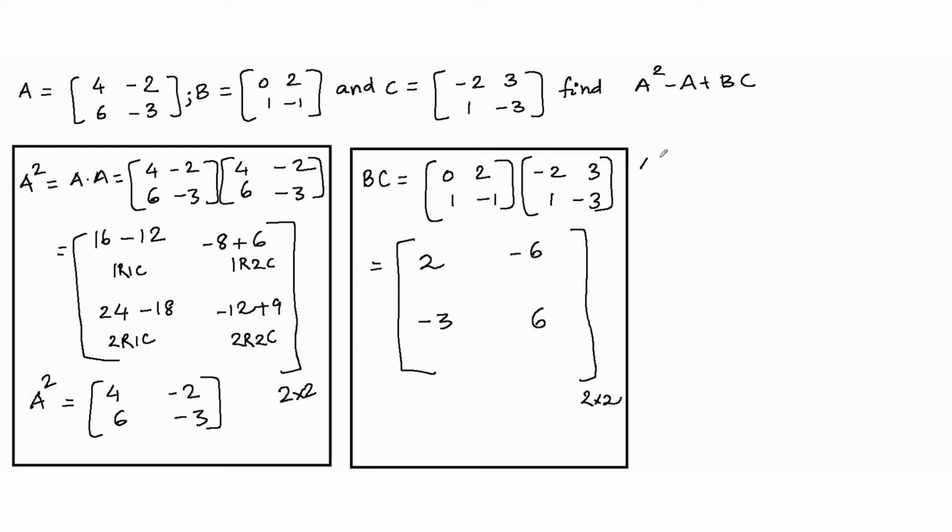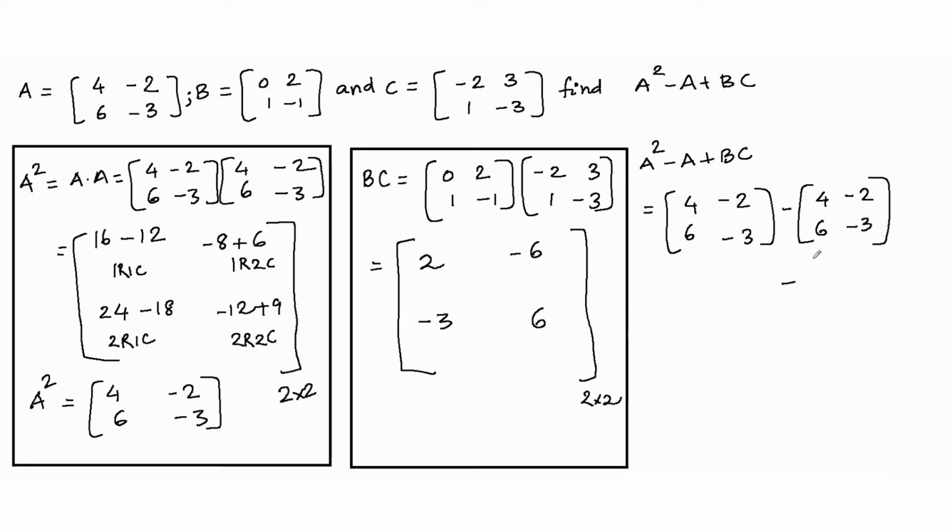So now we have A square minus A plus BC. Now what is A square? A square is [4, -2; 6, -3]. Then minus A. So minus of [4, -2; 6, -3]. And plus the matrix BC. So BC is [2, -6; -3, 6].